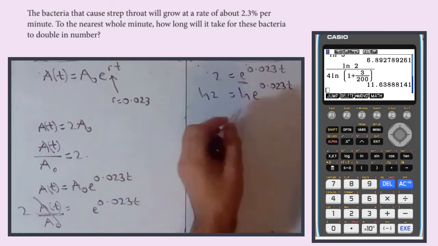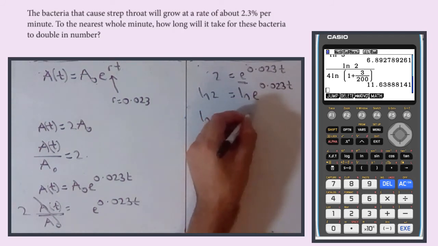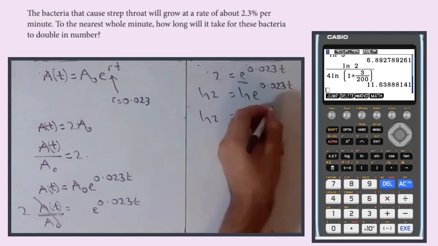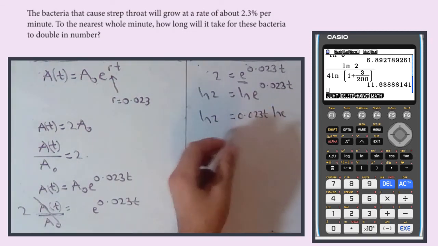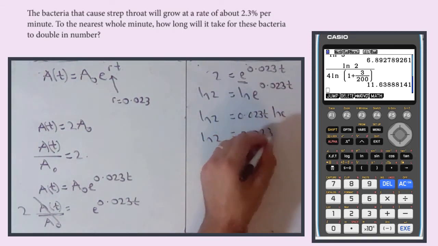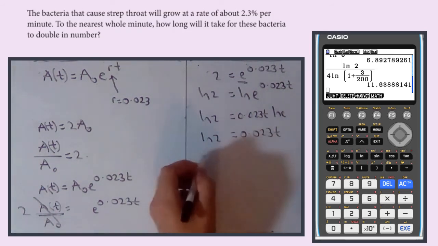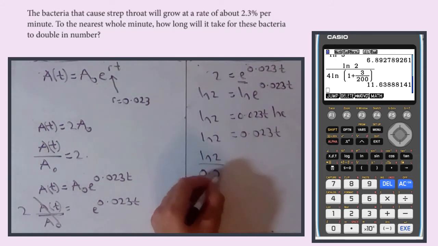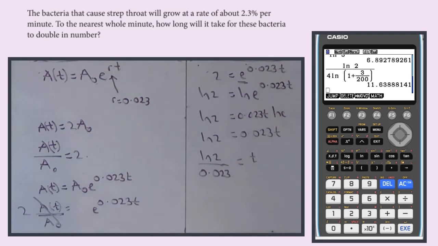So now we use the third law, it would say ln2 equals 0.023t ln e. ln e is 1 because it's the power you raise e to in order to get e. e to the power 1 is e. So ln2 equals 0.023t. Now all we need to do is divide by 0.023. ln2 over 0.023 equals t. And remember, t will be the time in minutes.